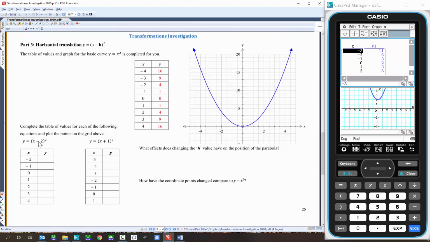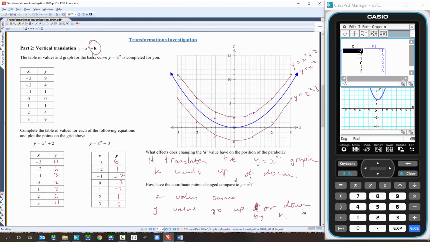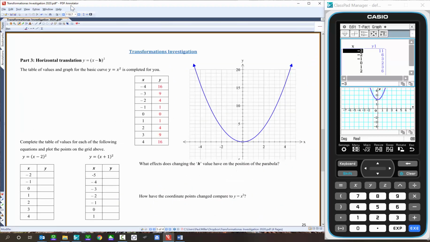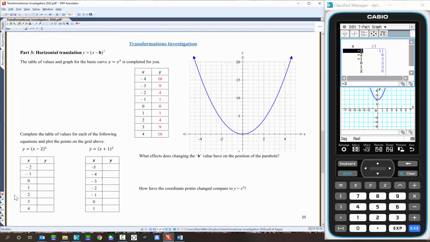Now, what a lot of you will intuitively think is this k value here moved it up or down k units. And if it was plus 2, it went up 2. If it was down 3, it'd be take away 3. Now this works the opposite way. Okay, so what will happen in this situation here is that the x take 2 all squared graph will actually move 2 units to the right. Okay, now how is that possible?